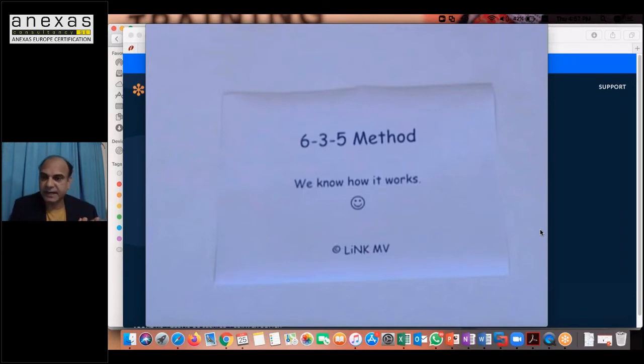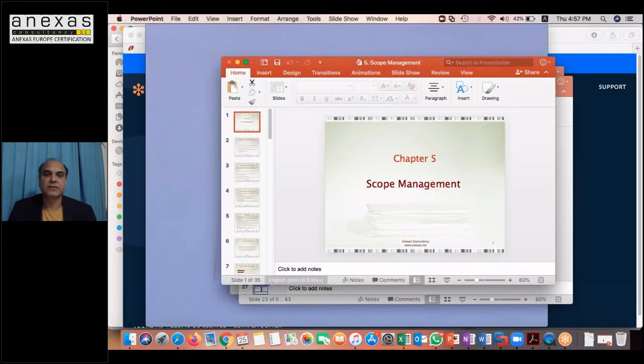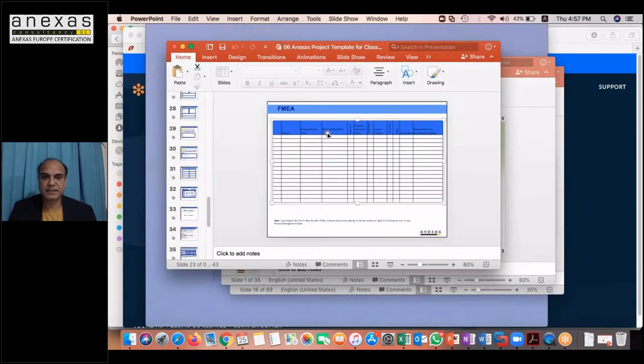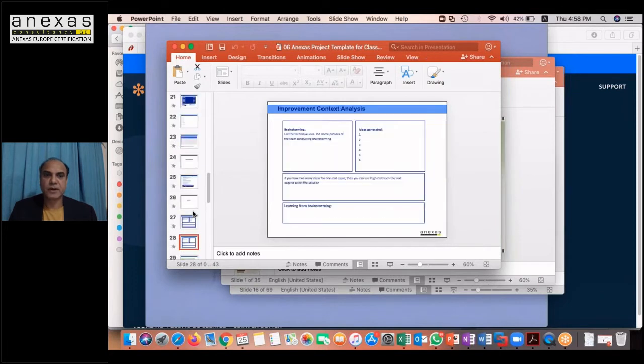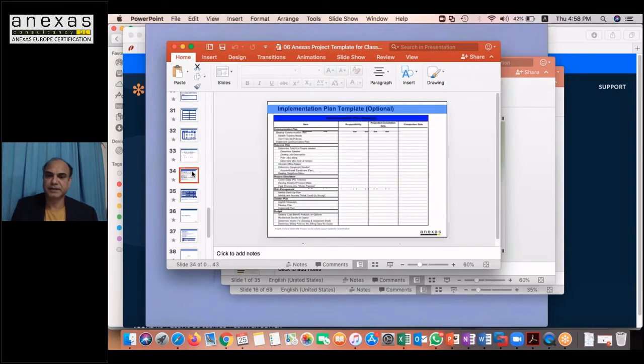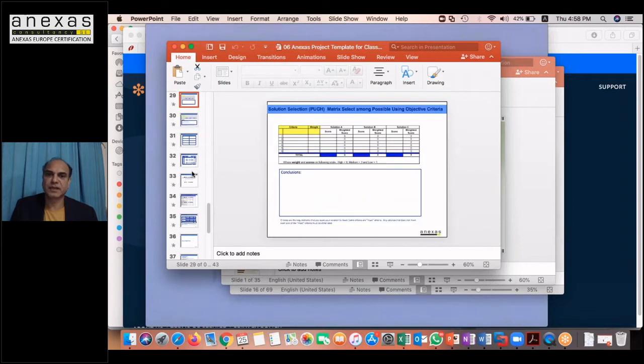Now, once you have generated the ideas, then you can choose the idea. How to choose the idea? For that, you have to go to the next stage. This next stage is known as the solution selection matrix. You have to choose the idea. Which idea should I be implementing? For choosing the idea, I'll just give an example of the solution selection matrix here.